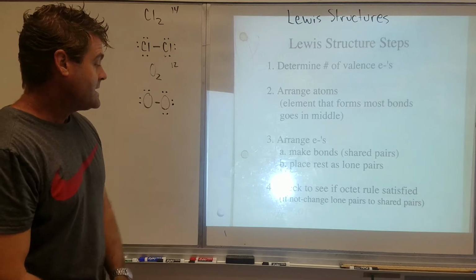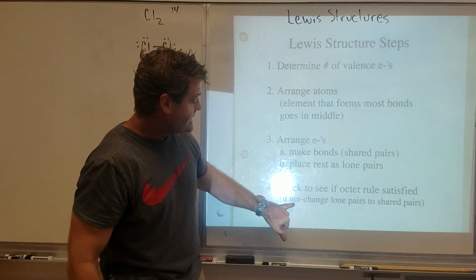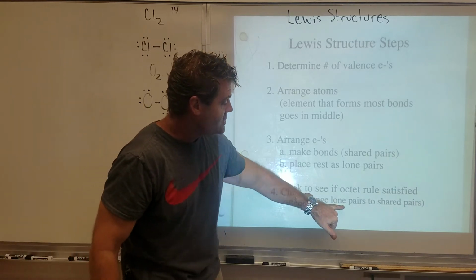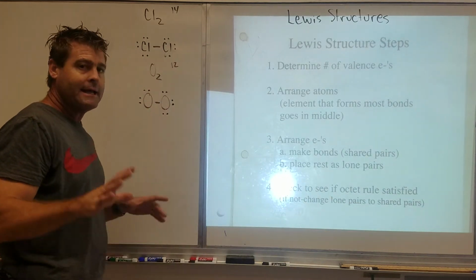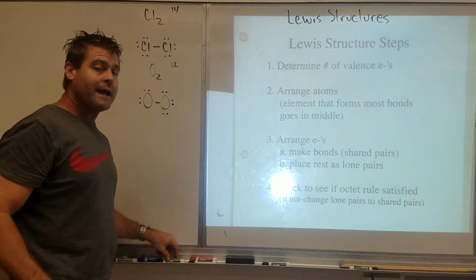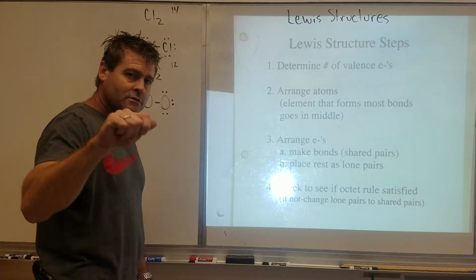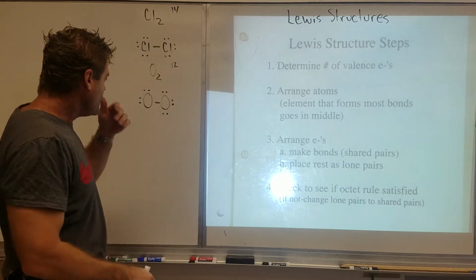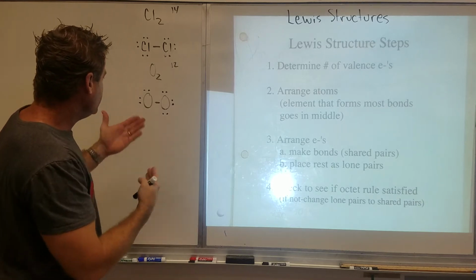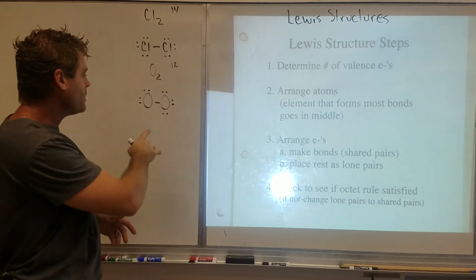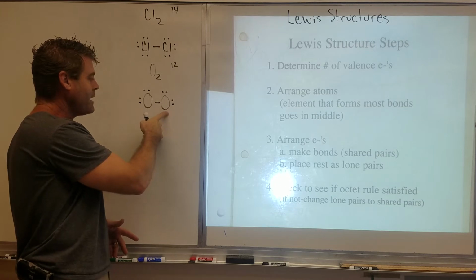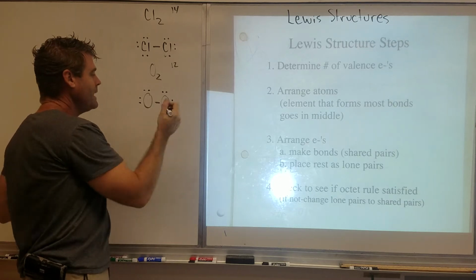So I give you a hint. If the octet rule is not satisfied, change lone pairs into shared pairs. Notice we can't change the number of electrons. That's why I recommend that if you do Lewis structures, don't do it in pen, do it in pencil, because you're going to have to erase at times. So what I'm going to do is take a lone pair. You're probably thinking, oh, maybe this one. I take this lone pair, and I make it a shared pair.